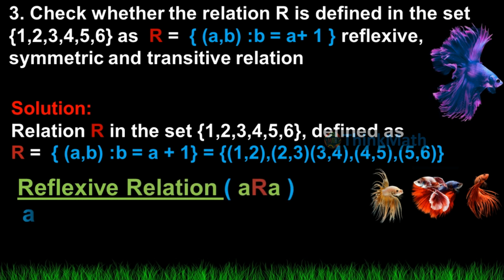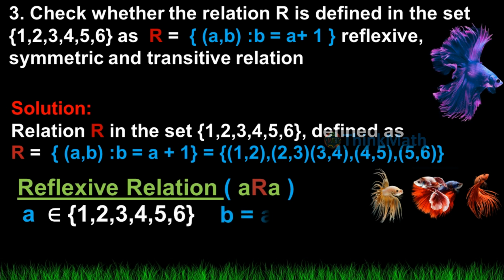Reflexive relation. A is related to A itself. A belongs to the set {1, 2, 3, 4, 5, 6}. B equal to A plus 1 is the defined relation. A is not equal to A plus 1. You can take an example: 2 is not equal to 2 plus 1, which implies A is not related to A. R is not a reflexive relation.